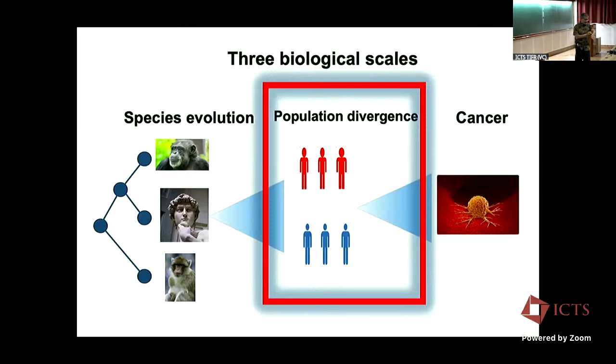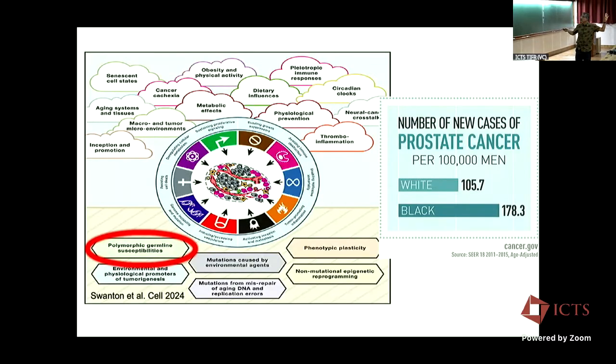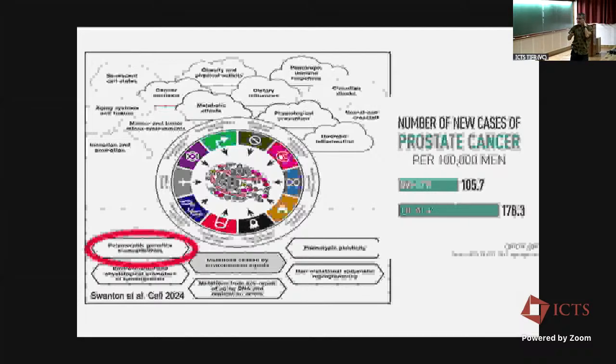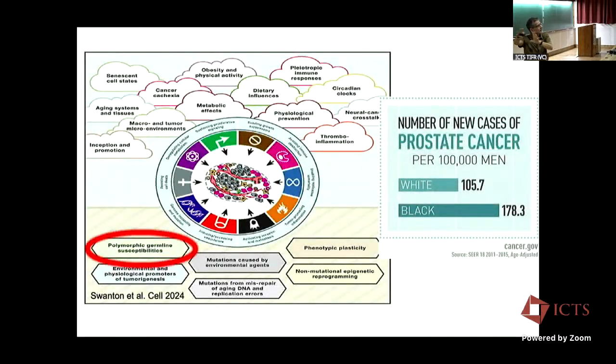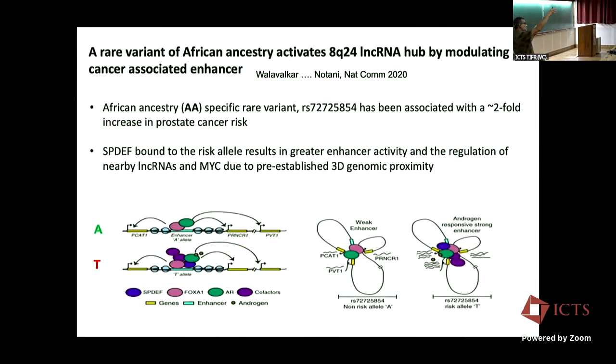In a nutshell, this one, I will just tell you the question. I won't show you any results here. The question is inspired by this fact that African Americans have much higher risk of prostate cancer, and polymorphic germline susceptibility is one of the major causes of cancer in general. So again, we ask the same question: what's special about polymorphisms that are high frequency in Africans that might affect prostate enhancers, that might affect susceptibility to prostate cancer, right? That's the idea.